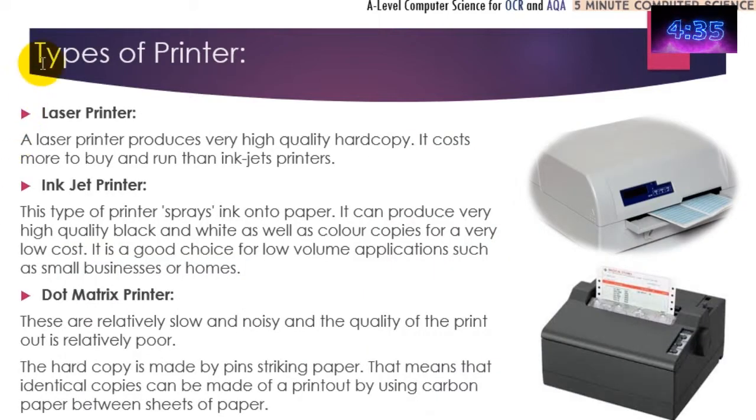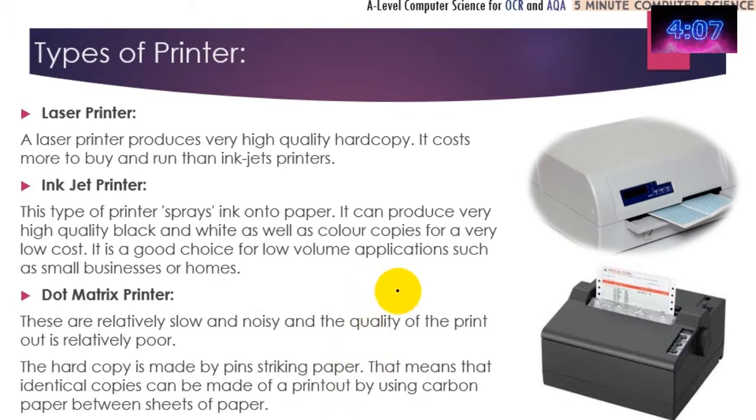So one of those is a printer. Now, years ago, back in the 80s, dot matrix printers were very common, and dot matrix printers are still being used today, but very few people use them. And the idea behind a dot matrix printer is that a copy is made by striking pins against paper, and because you're striking pins against paper, this means that identical copies can be made using carbon related paper. So carbon copies were being produced.